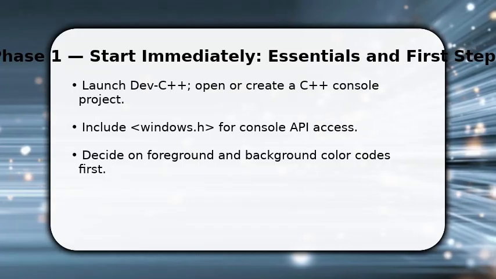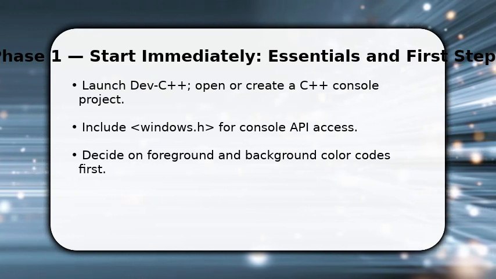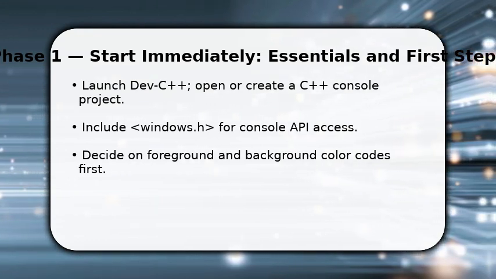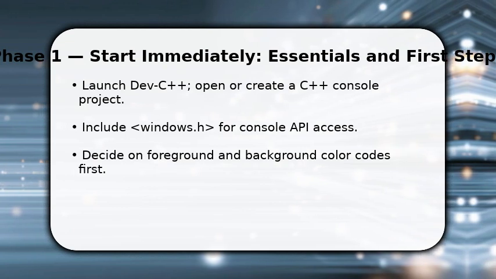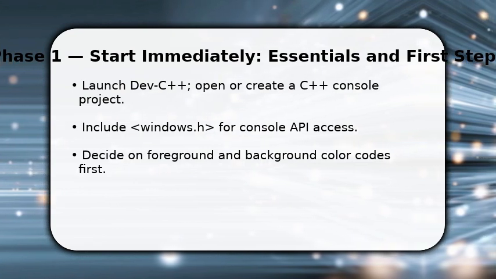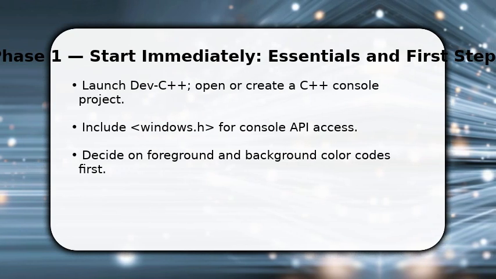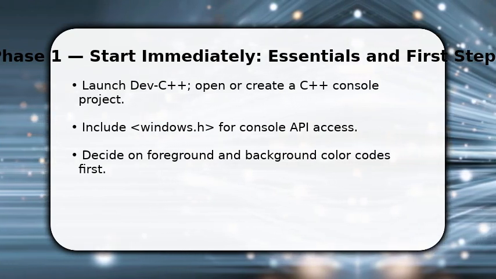Enjoy the video. You start by opening DevC++ and loading your console project. Once the project is ready, include Windows.h at the top so you can call console functions. You need to pick color codes now. They map hex-style values for foreground and background, because the API expects a single byte combining both.